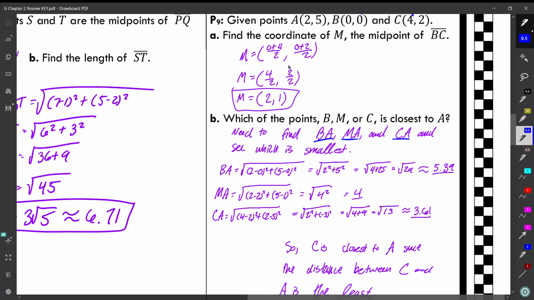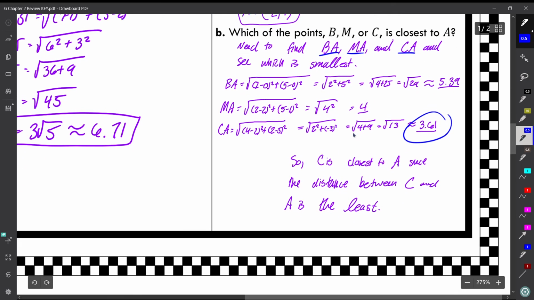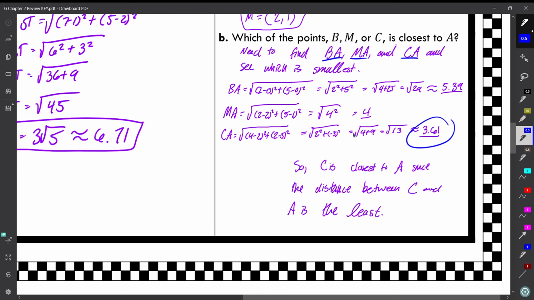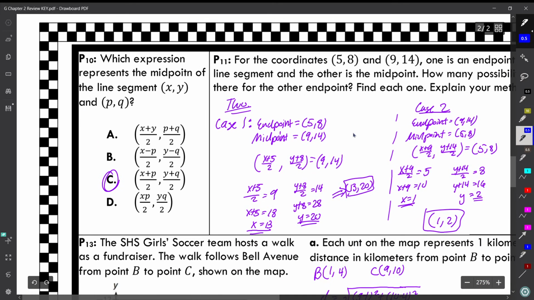Okay, CA. So C is 4, 2. So 4 minus 2 squared plus 2 minus 5 squared. That's 2 squared plus negative 3 squared. So it's 4 plus 9, which is the square root of 13, which is approximately 3.61. So this is the smallest number, 3.61, which is the distance between C and A. Since that's the smallest number, C is closest to A. Alright, move on to the back.